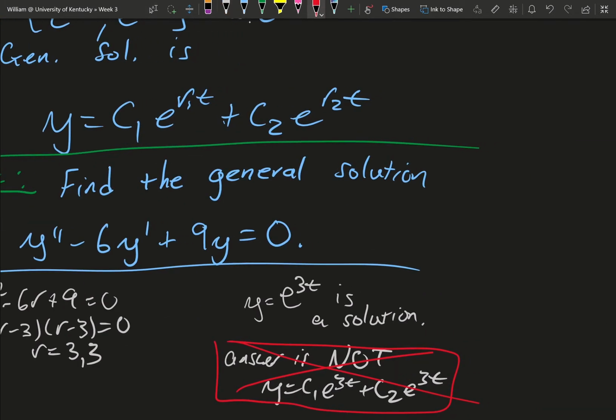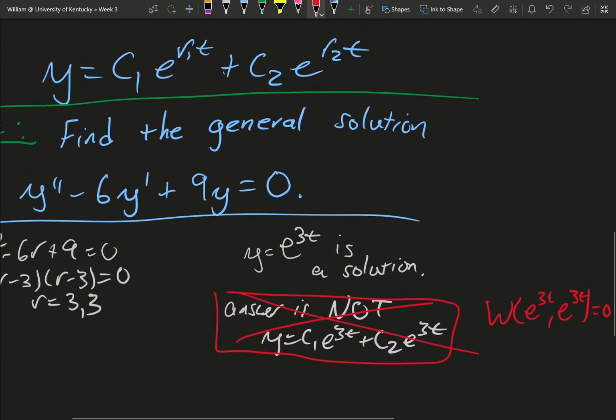One way to see that is, we're really only describing one solution there, but just to double check, you can verify this for yourselves. If I compute the Wronskian here, I get 0. Okay, well, we're kind of stuck. We need two solutions to this.